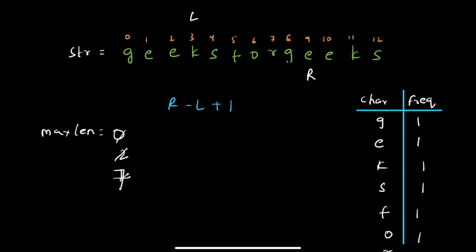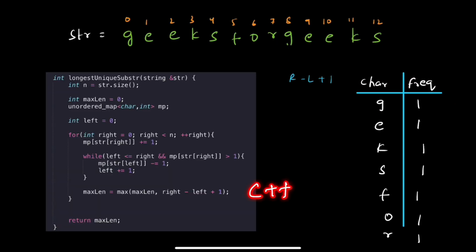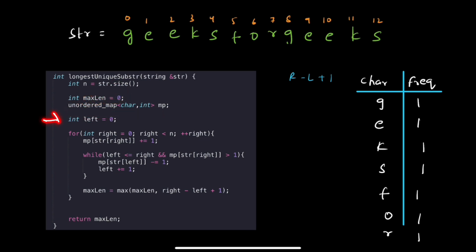Okay. So let's see the code. So again the code is in C++, but the logic remains the same. So firstly, we have taken the string size and stored it in n, right? And we have created a max length, which is initialized to 0. And here we have created a hash map, right? So here we have declared a left pointer and assigned it 0, right? And we are running a for loop for the right pointer starting from 0 till n, and every time we are incrementing it by one step.